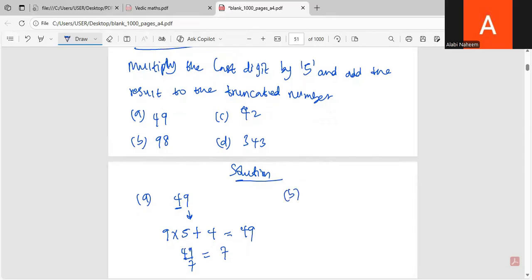For B, 98. Let's confirm. What's the last digit in this case? It is 8. So 8 times 5. Multiply the last digit by 5 and add it to the truncated number. Which number do you have left? That is 9. So add it to 9. 8 times 5 is 40. 40 plus 9 is 49. So is 49 divisible by 7? Yes. That means 98 is also divisible by 7.